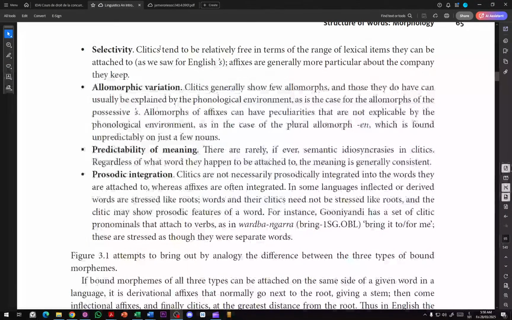selectivity. Clitics tend to be relatively free in terms of the range of lexical items they can be attached to, as we saw for English 's. Affixes are generally more particular about the company they keep.